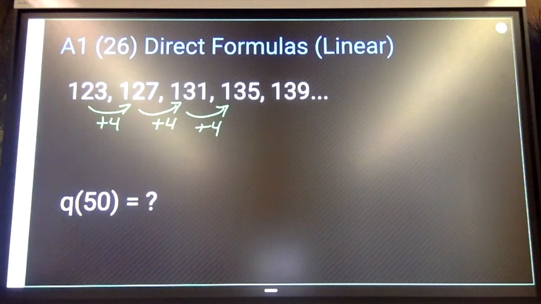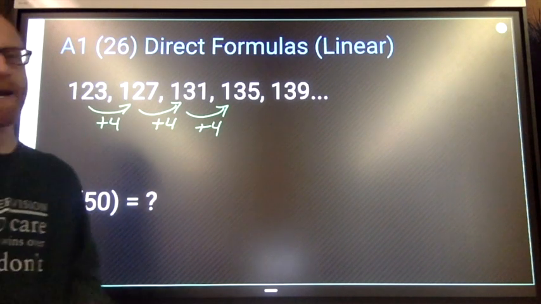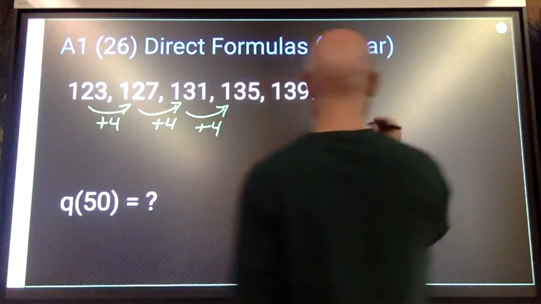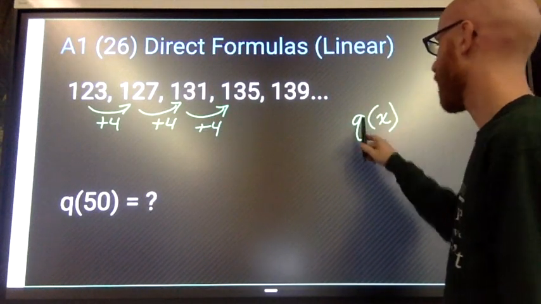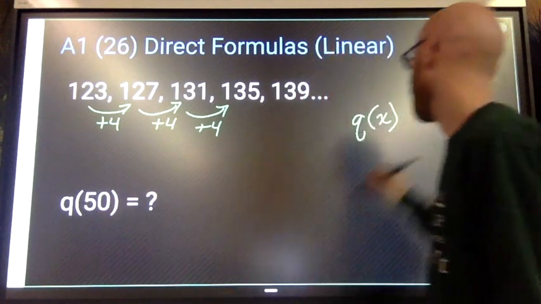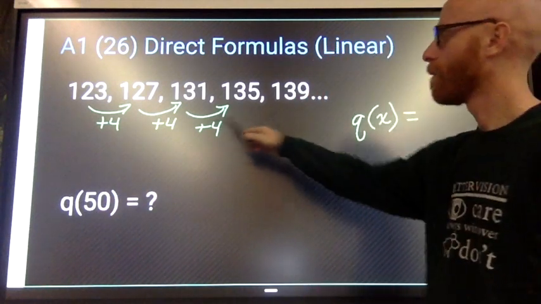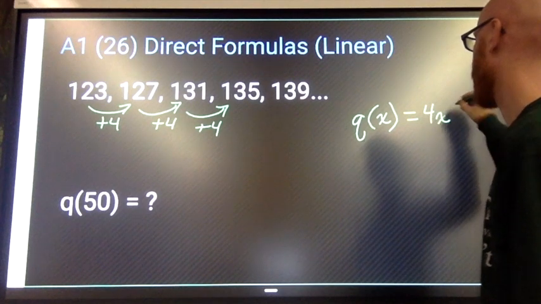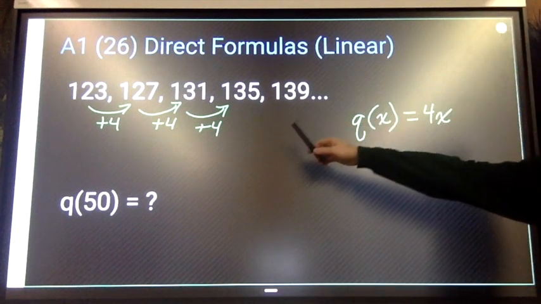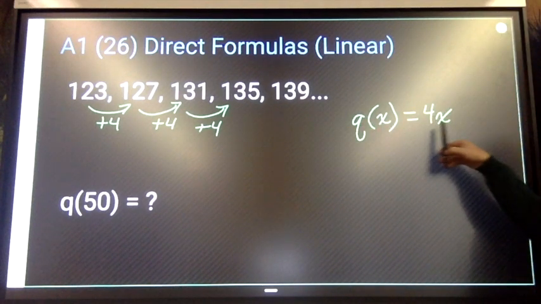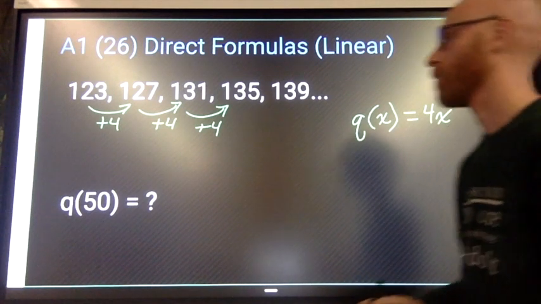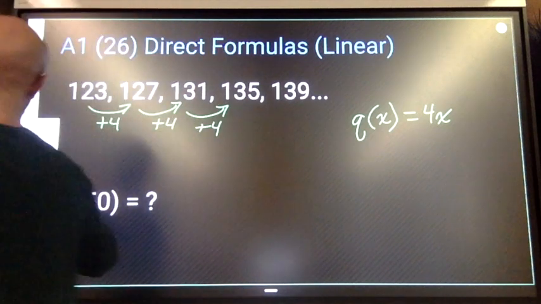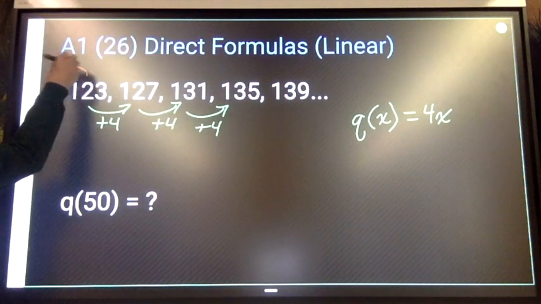Okay, counting by 4s. That tells me that the beginning of my rule is going to be q of x equals positive 4 times x. Remember, the thing that we count by is the thing that multiplies the variable. So that'll be the start of my rule.